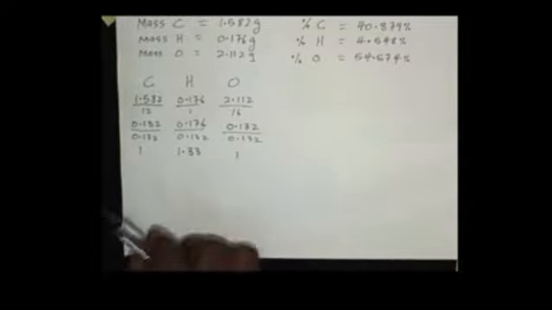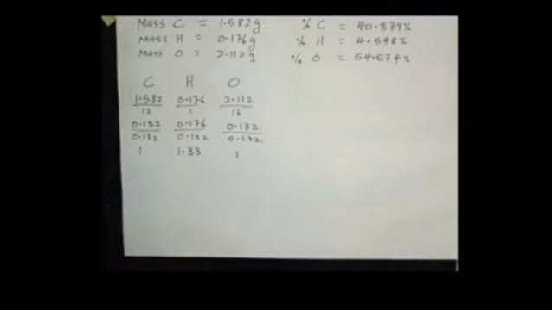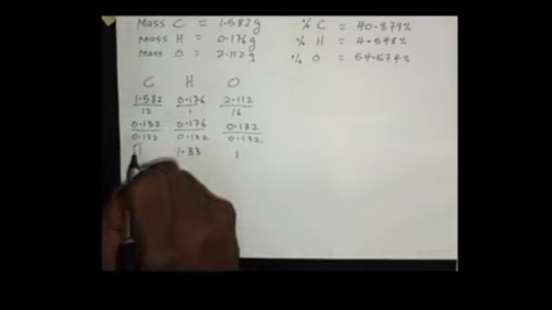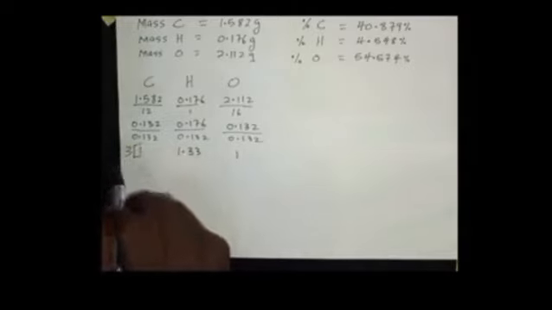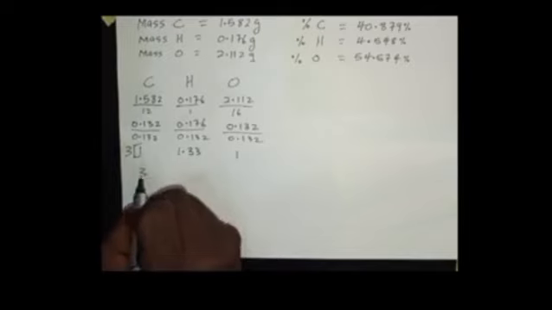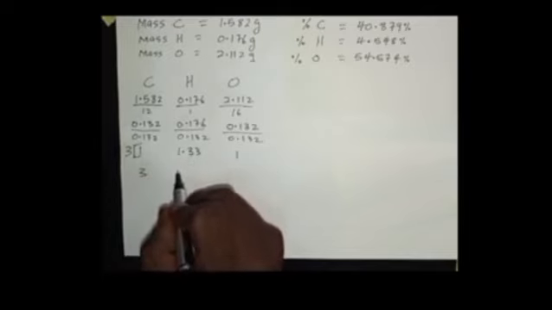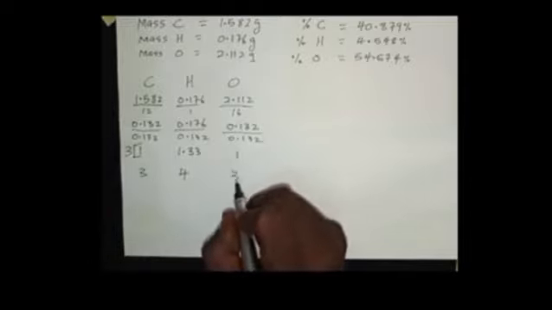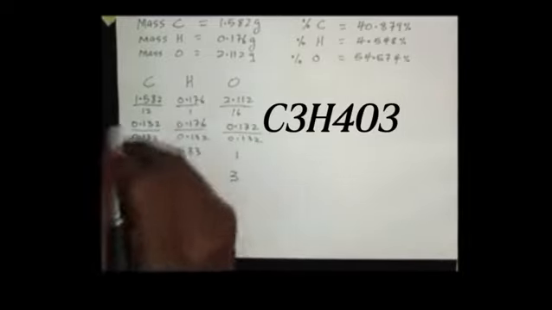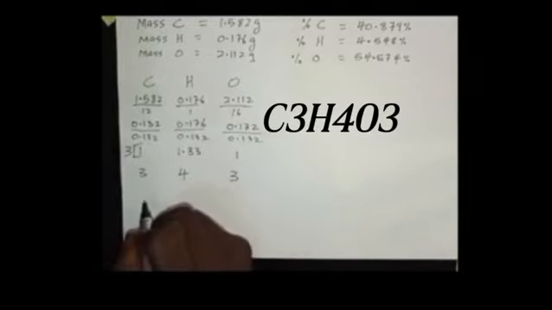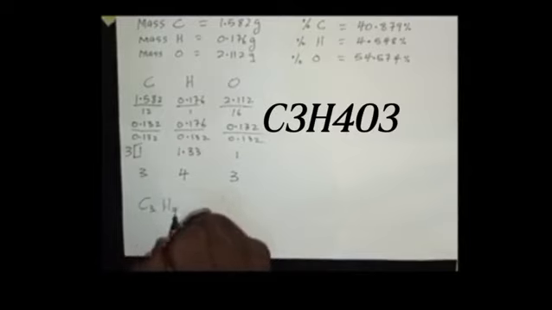So what does that tell you? That implies that I'm going to multiply through here by, guess what? 3. So I'll put a bracket here and say multiply by 3. So 3 times 1 is 3. 3 times 1.33 is 3.99, which is 4, and 3 times 1 is 3. So hence, the empirical formula for this is going to be C3H4O3.